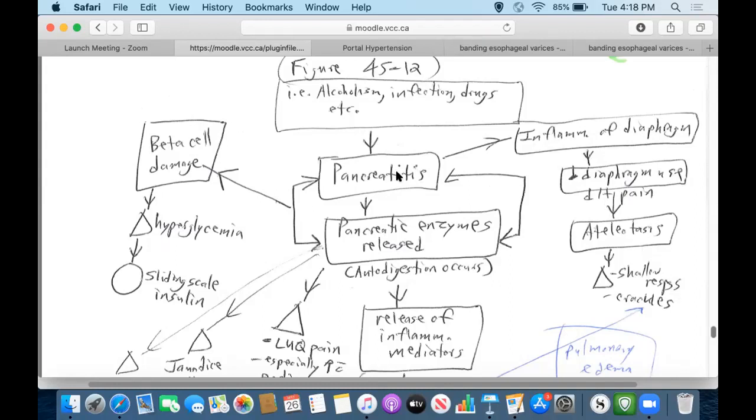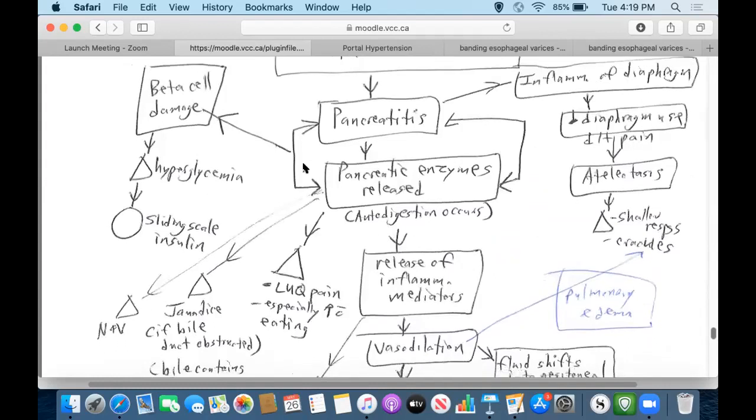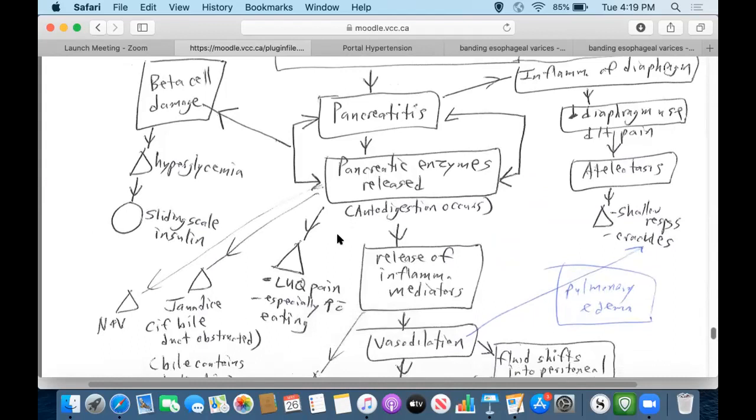Then there's the pancreas itself. The pancreas is releasing enzymes that are actually somewhat digesting itself. It's eating away at itself. And this is a big part of the problem that causes a lot of pain, the inflammation that we talked about, and cell damage that we talked about here. So very painful, especially with eating when these enzymes are released.